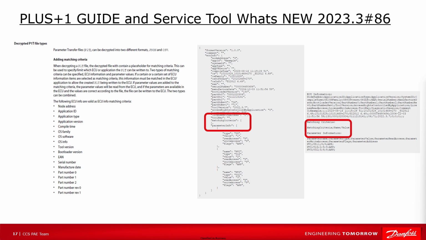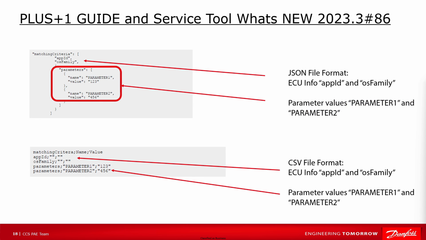If parameter values are added to the matching criteria, the parameter values will be read from the ECU, and if the parameters are available in the ECU and the values are correct according to the file, it can be written to the ECU. Both types, ECU info and parameter values, can also be combined. Like it is shown in this little example, for each JSON and CSV file format, a matching criteria has been created which requires the app ID and OS family to match, and the values of parameter 1 and parameter 2 must match.